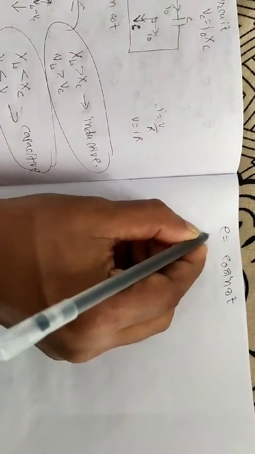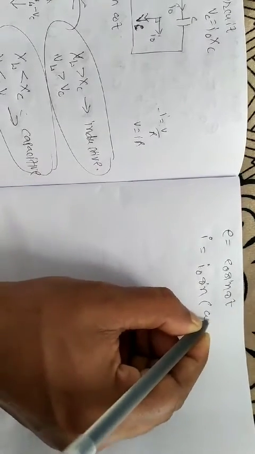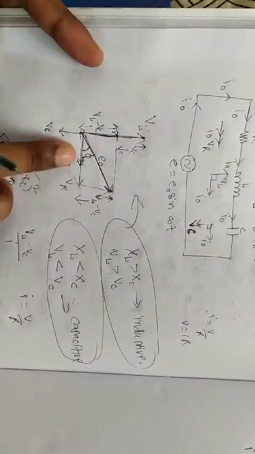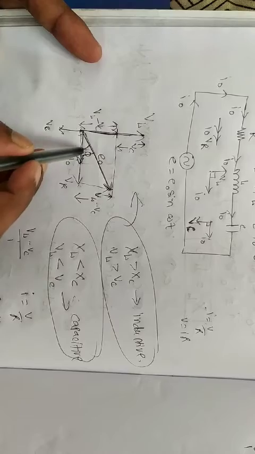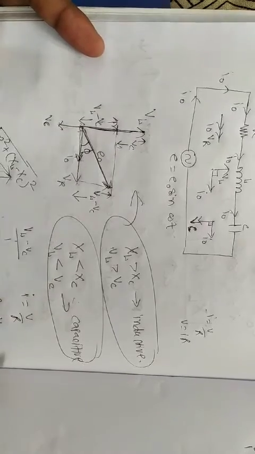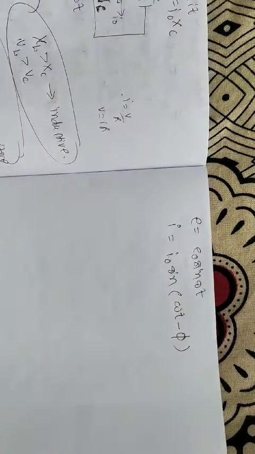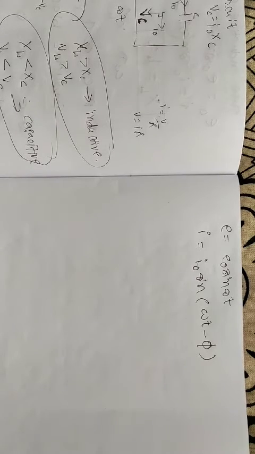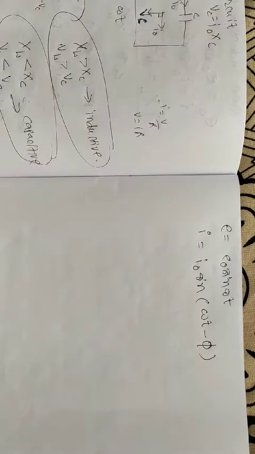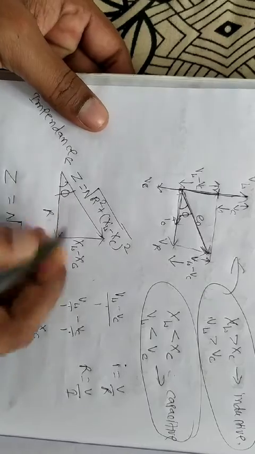Now what will be the equation of current? Current is lagging with a phase of phi, because EMF is here and current is here. So we will add omega t minus phi. The current equation will be I is equal to I naught sine omega t minus phi. Clear? Now in this triangle, if this angle is phi, this angle will also be phi.